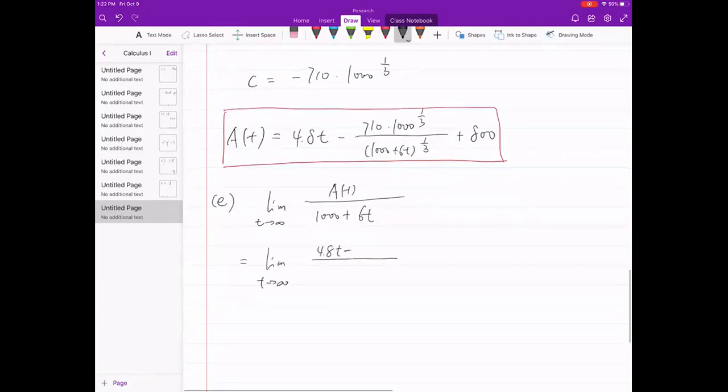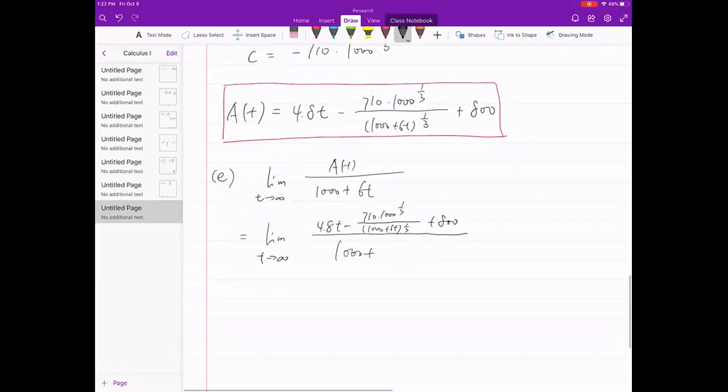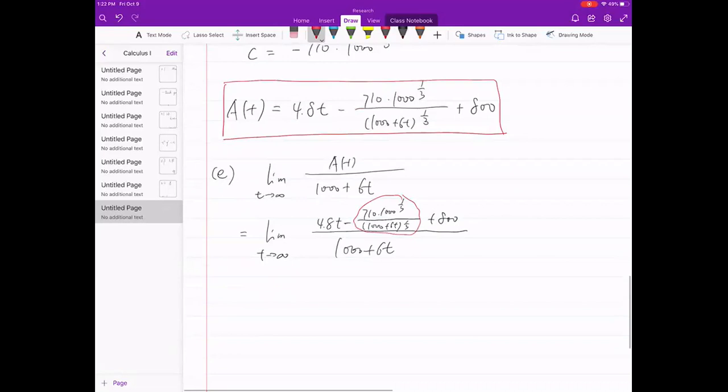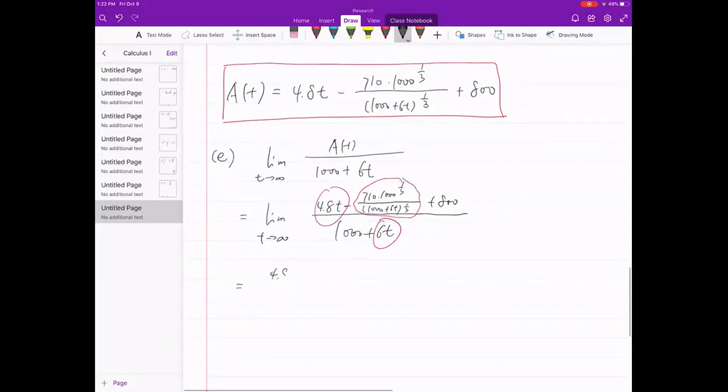4.8t minus... now this reduces to a calculus 1 problem. As t goes to infinity, this goes to 0. Okay. The leading terms will be the first one and this one. So finally, the answer is going to be 4.8 divided by 6, which is 0.8. That will be the answer for the last one.